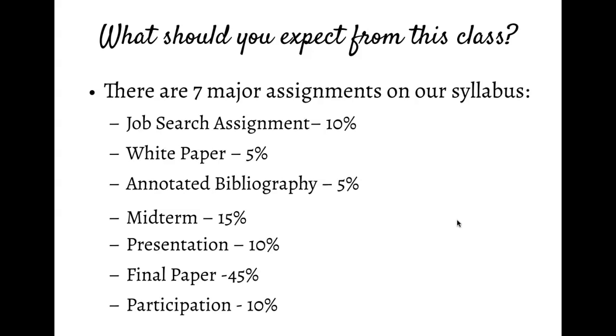The third is the white paper. The 4th is an annotated bibliography. The 5th is a midterm. The 6th is an oral presentation. And the 7th is your final paper. And just know that everything you do, whether it's a discussion, working with a group member, peer editing, all of those things count towards your participation grade.